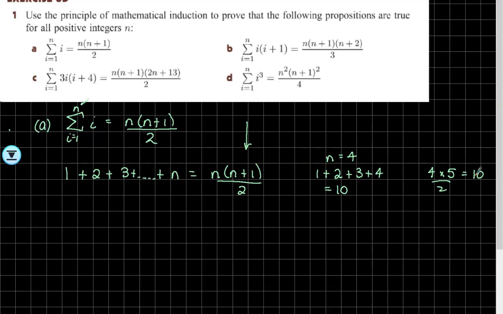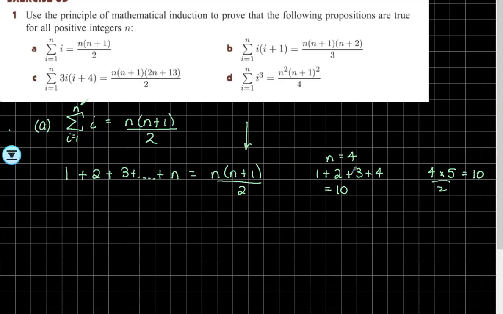Wouldn't that be a lot easier if we were summing for, say, 100 terms? You don't want to go 1 plus 2 plus 3 plus 4 plus 5 plus 99 plus 100 equals. We could just put 100 into here, correct? So we do not want to just keep doing it for 5, 6, 7, 8 values of n. We want to prove it by mathematical induction, correct?